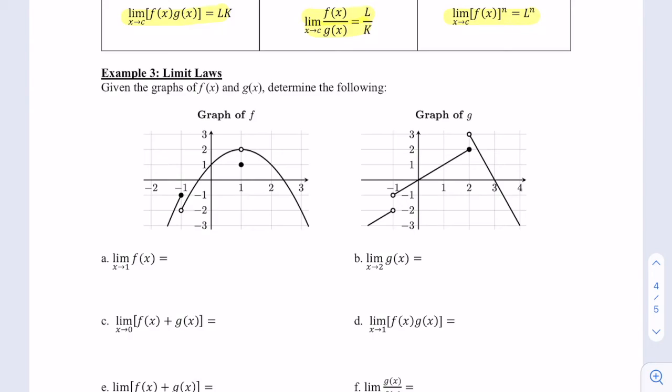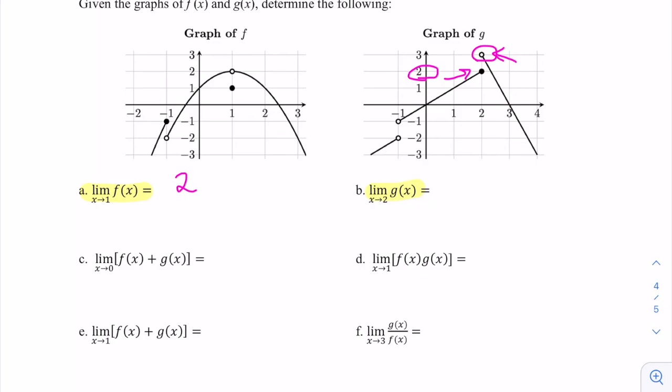So the first one is looking at f of x as x approaches 1. We can see as x approaches 1, from the right or the left, it'll be equal to 2. For the next problem, what's g of x as x approaches 2? Coming from the left, we're getting very close to 2, but coming from the right, we're getting very close to 3. So this is a situation where they're approaching different numbers. Remember, whenever that happens, the limit does not exist.